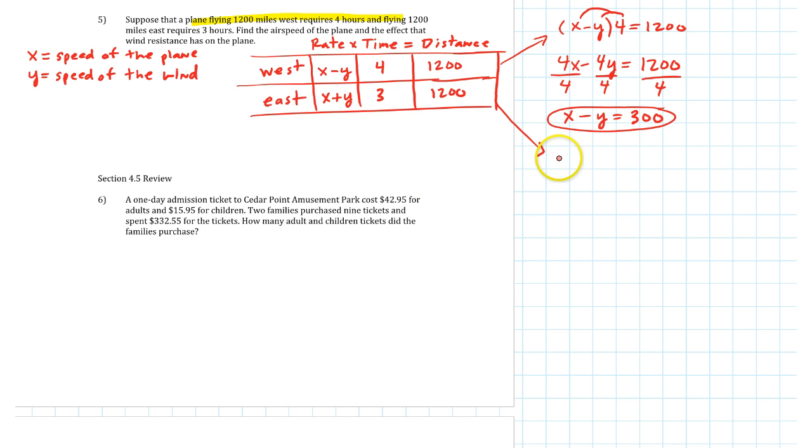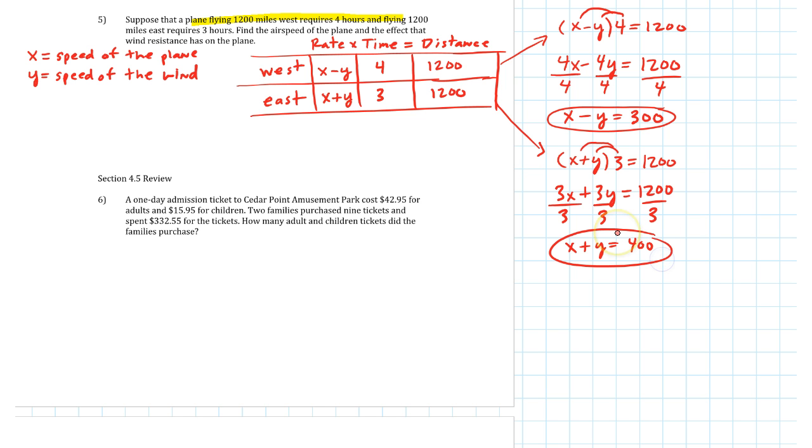The other equation, you're going to get x plus y, which is the rate, times the time, which is 3, equals 1,200 again, which is the distance. Again, you're going to distribute to simplify, and you're going to get 3x plus 3y equals 1,200. Again, you can divide through by 3, giving you x plus y equals 400. Now I've got my system of equations. I can line those up underneath one another.